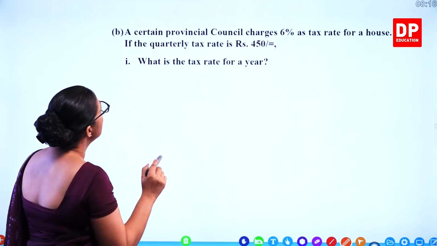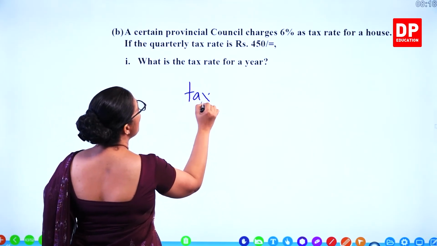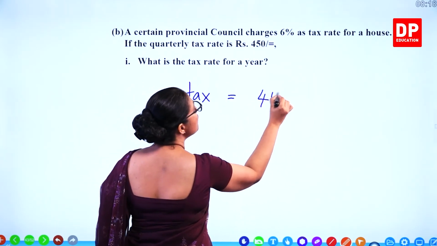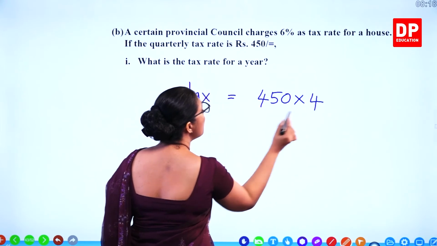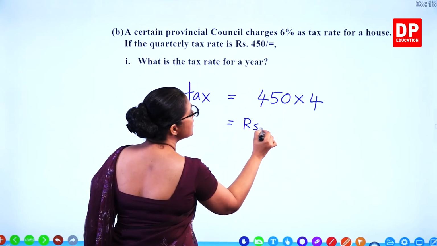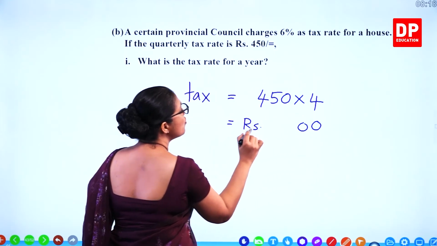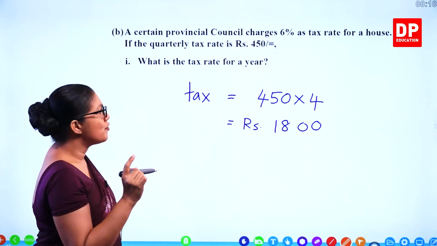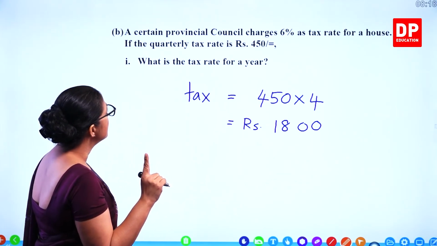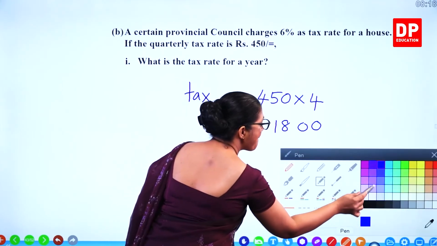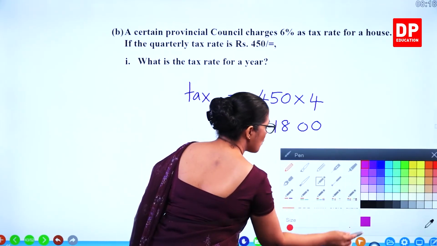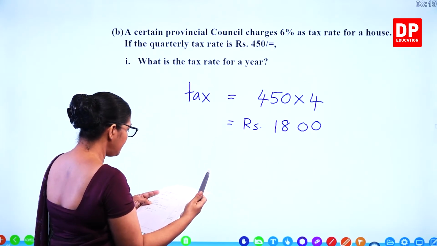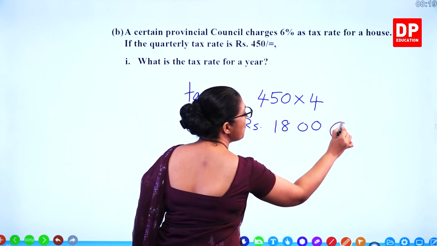So what's the tax paid for a year? This is for a quarter. 450 is a quarter, multiplied by 4. So how many rupees? 0, 22 remaining. 16 plus 2, 18. 1,800 rupees per year. So we'll give the marks for this step and see. Just 1 mark for this, multiplied by 4.